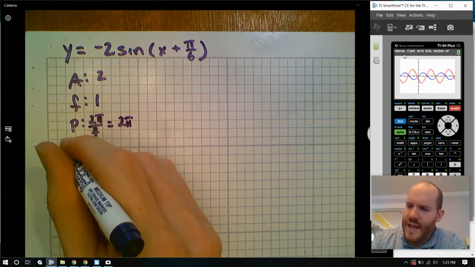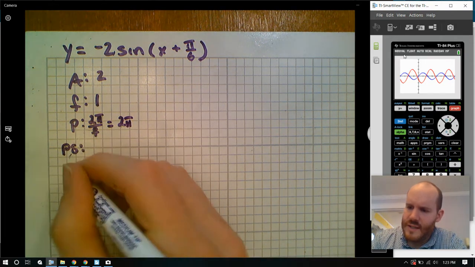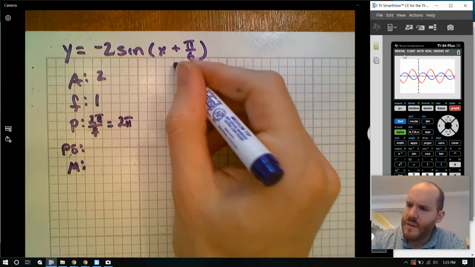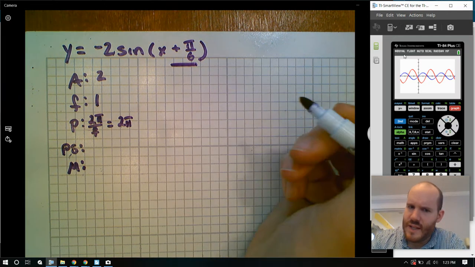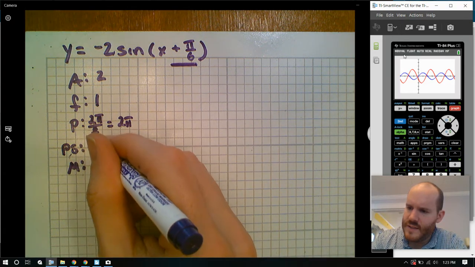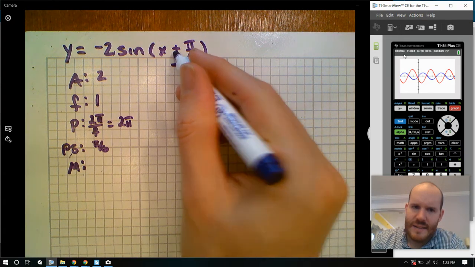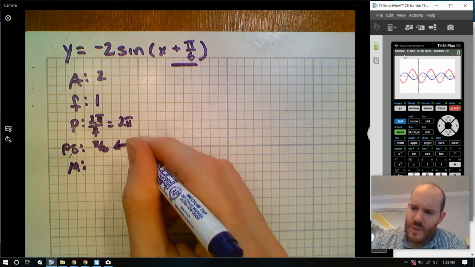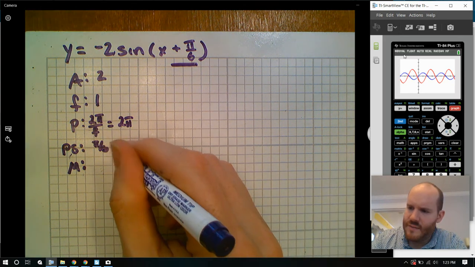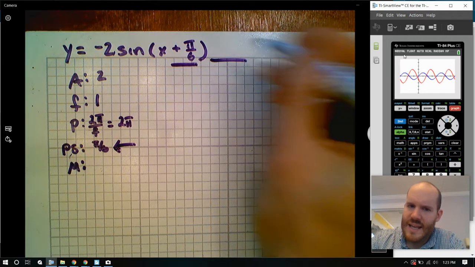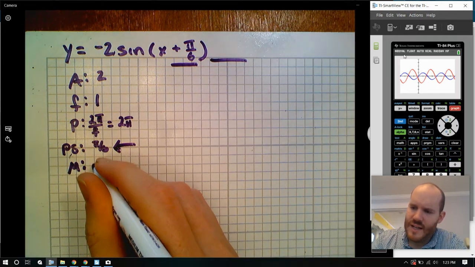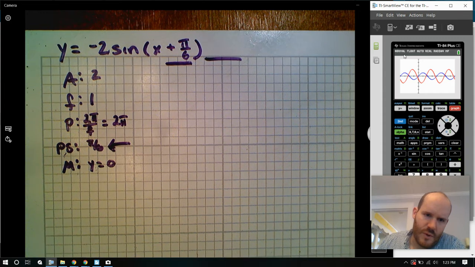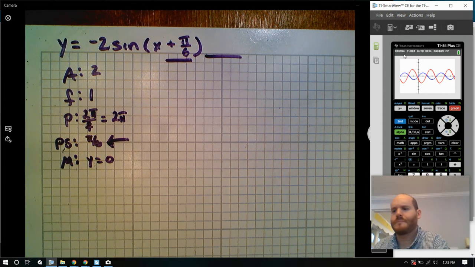The values I'm going to add for this graph are a phase shift and a midline description. The phase shift is the horizontal shift. In this case, I'm shifting it pi over 6. And because I'm adding, and the shifts in the x direction appear in the opposite of what you might expect, this will be pi over 6 to the left. And then I'm not adding anything on to the end, so I haven't done any vertical shift. My midline will be at 0, as it was for all of the graphs we've done so far.